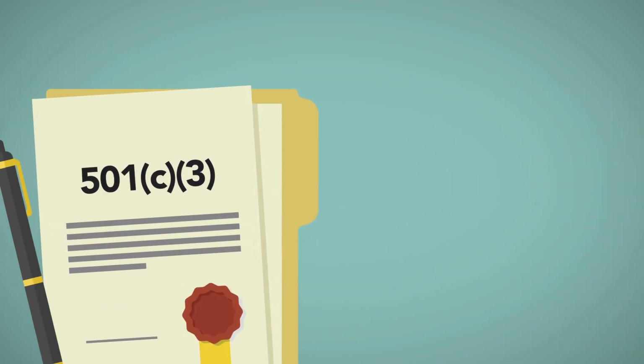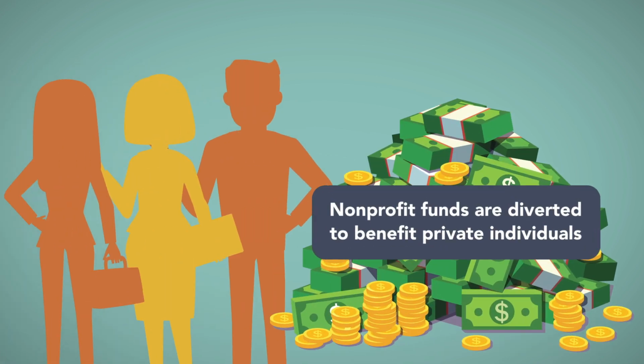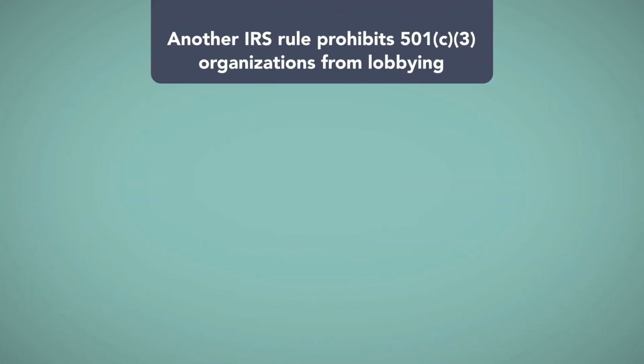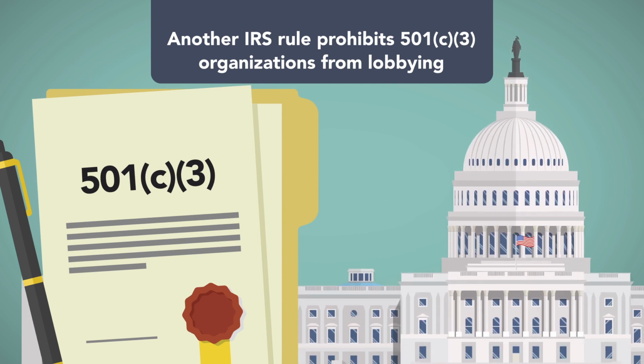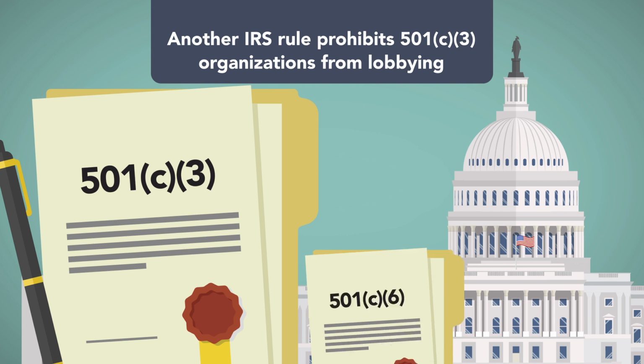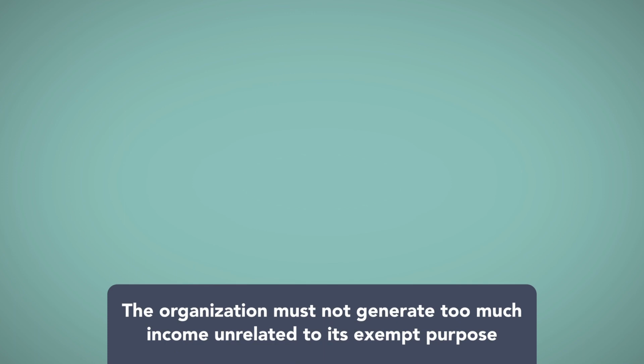Using 501(c)(3) organizations as an example, the purpose of the organization may not be directed toward private inurement, which occurs when nonprofit funds are diverted to benefit private individuals rather than the charitable purpose of the organization. Another IRS rule prohibits 501(c)(3) organizations from lobbying or making donations to political campaigns, unlike 501(c)(6) organizations who may do so. Finally, the organization must not generate too much income unrelated to its exempt purpose.